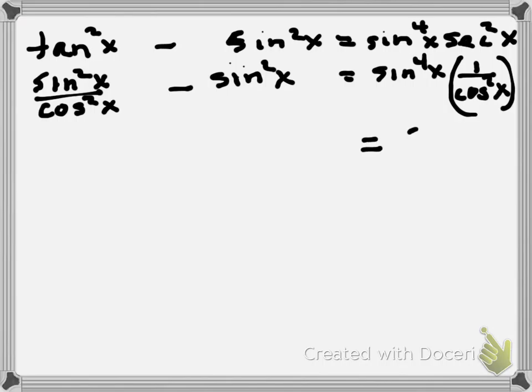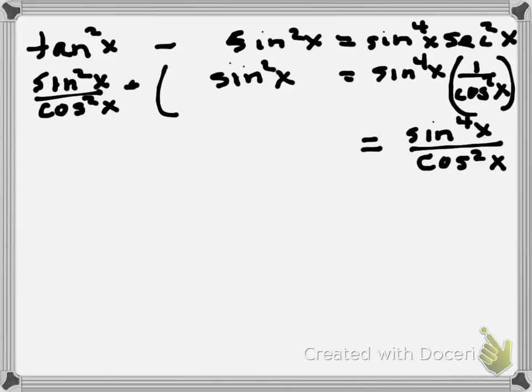So on the right-hand side, I'm going to strive to get sine to the fourth x over cosine squared x. That's what I'd like to simplify the left-hand side to. I have two quantities. I need to get a common denominator. The common denominator is going to be cosine squared. So I'm going to multiply the numerator and denominator by cosine squared x.